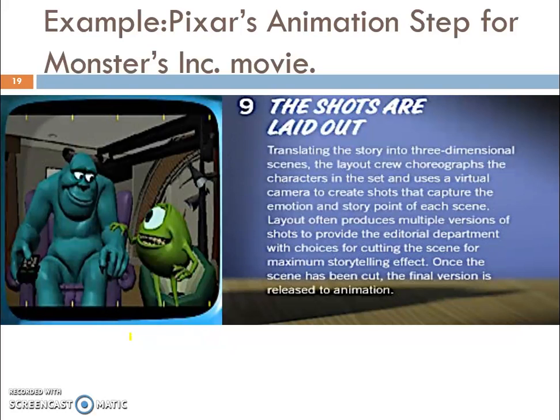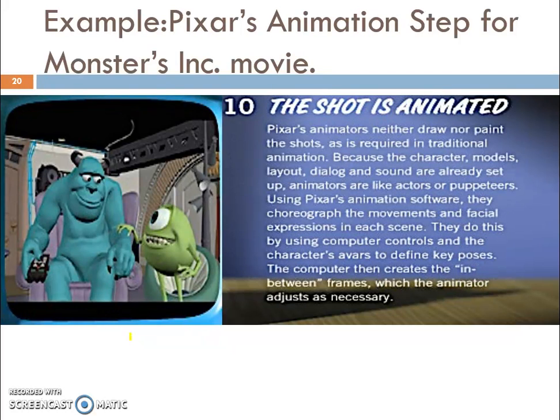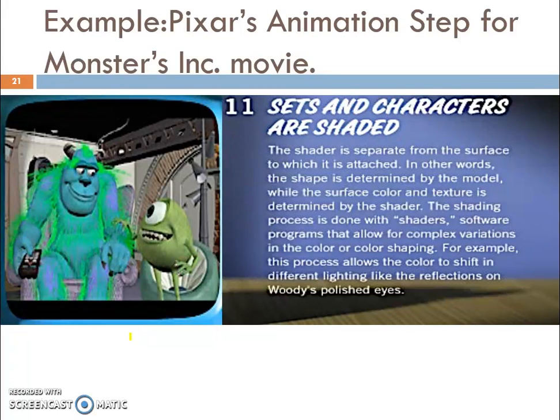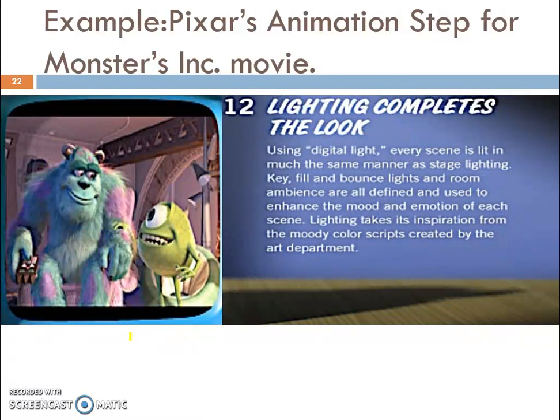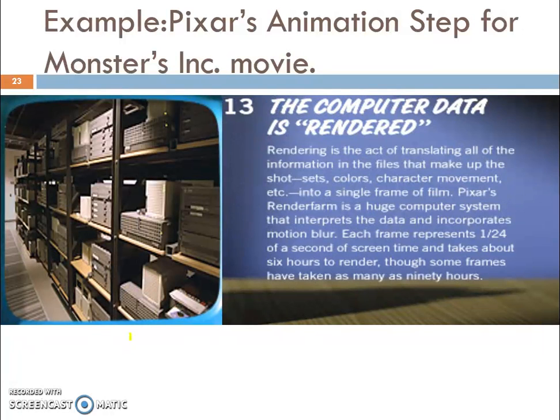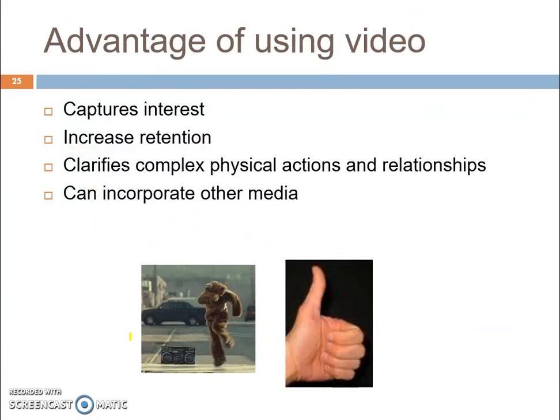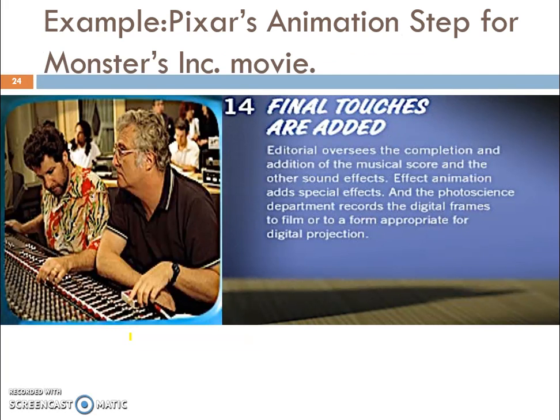So the shots are then laid out, and the shot is animated, and sets and characters are shaded. This is a very difficult part, shading the animation, so that it looks right. And then you add the digital light, and then the computer data is rendered. Rendering is very demanding in terms of space, and in terms of time taken it is very high. And then final touches are added, and that is the last part.